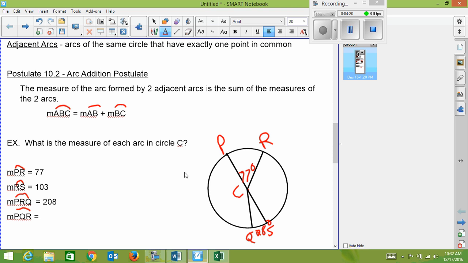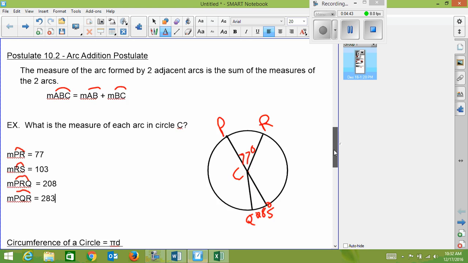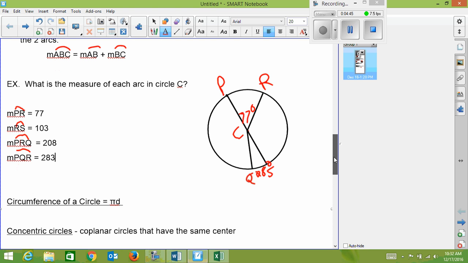P, now I'm going the other direction, so P through Q all the way around to R. I would have to do the whole circle is 360 minus this 77 that's left. That would leave me with 283. So you can use the fact that the whole circle is 360 and that half of it is 180 to figure out all the rest of these, the angles that they're asking us about.